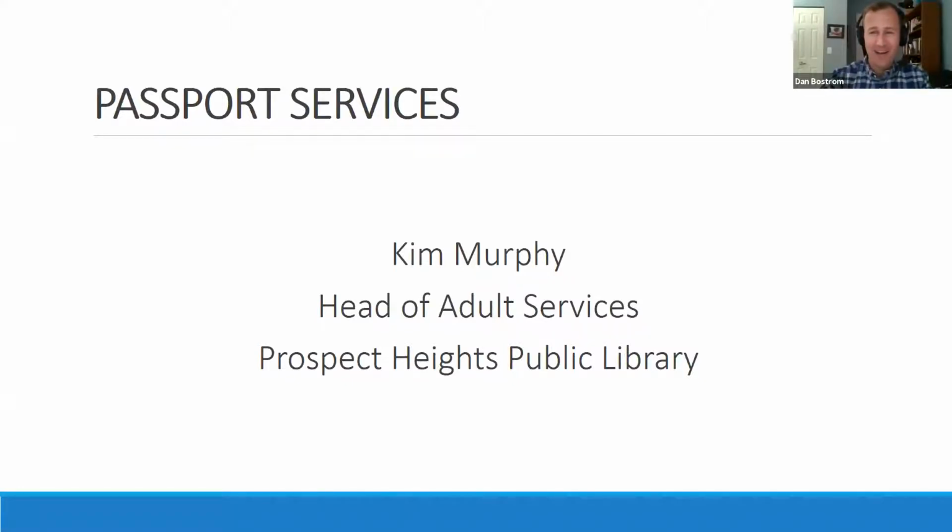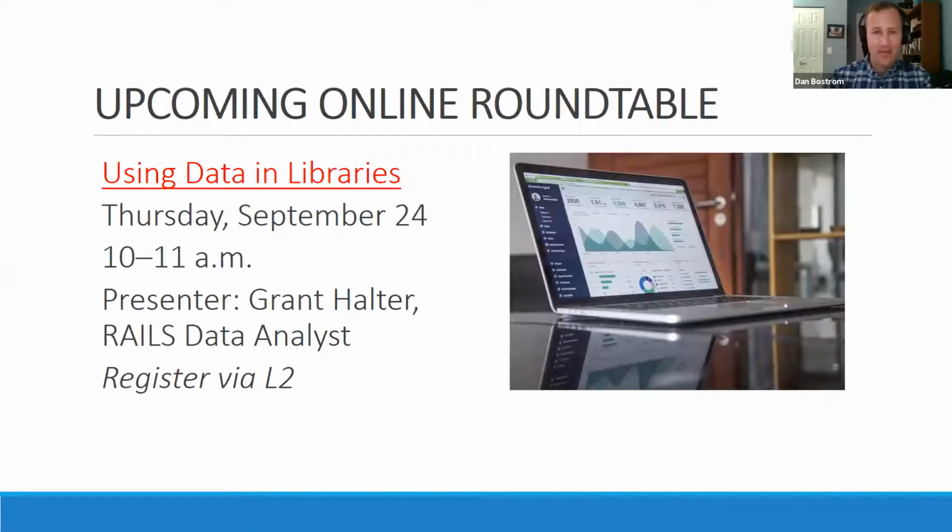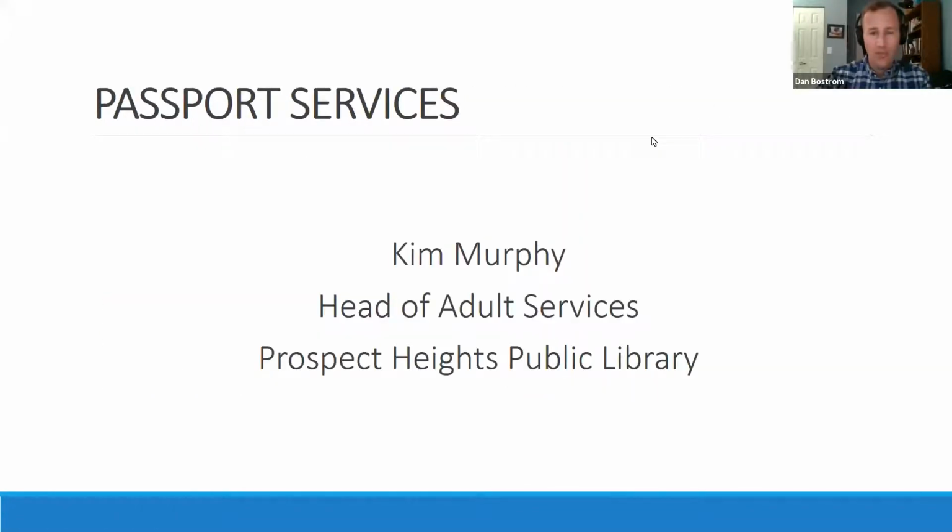So at this point, Kim, I'm going to turn it over to you. Kim Murphy is the head of adult services at Prospect Heights Public Library, and she is going to take over from here. Okay, I'm going to stop sharing the results. And Kim, I'm going to stop sharing my screen, and you should be able to launch your screen.